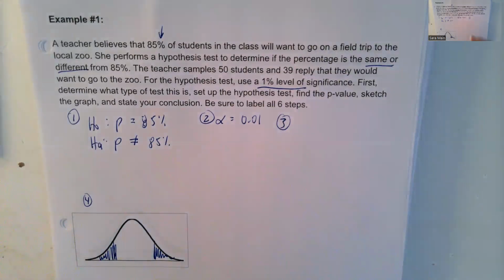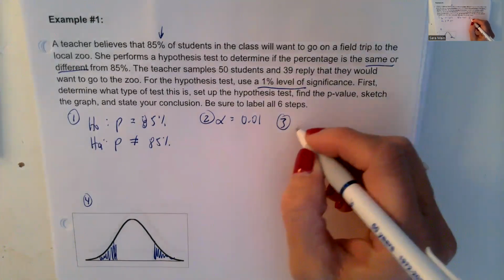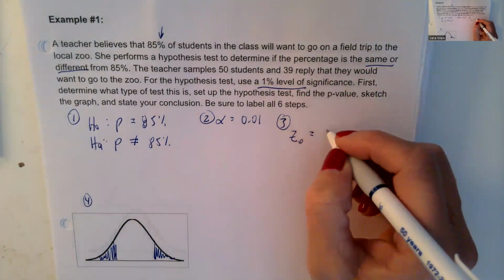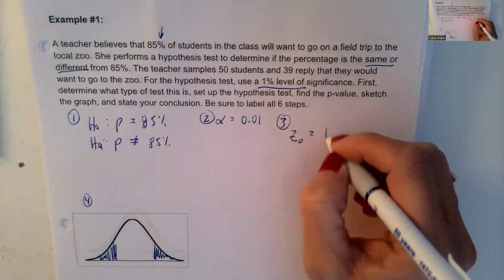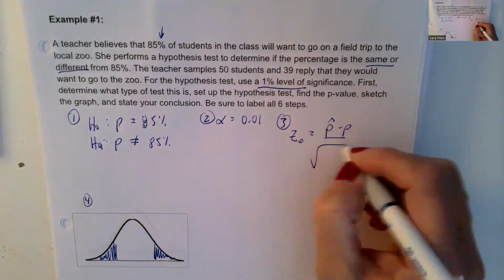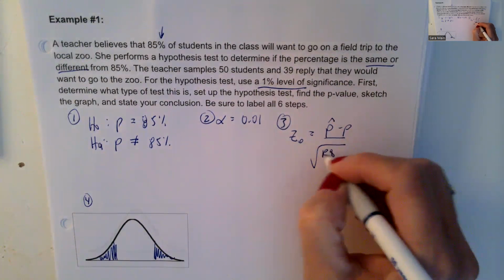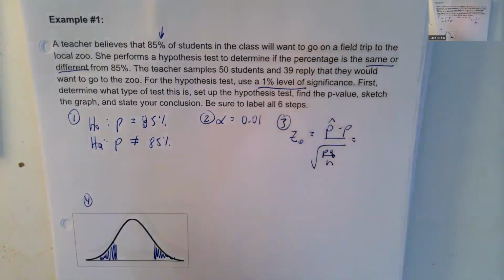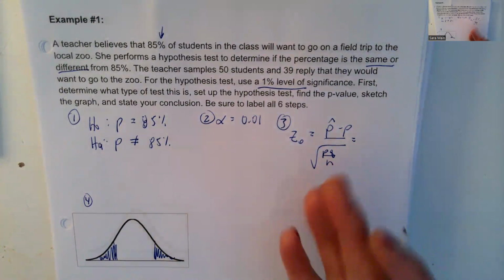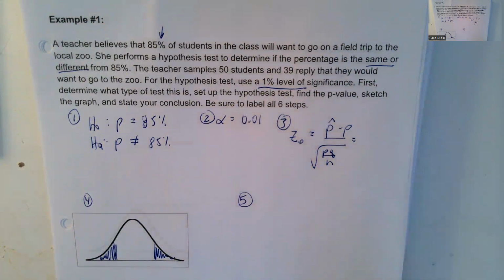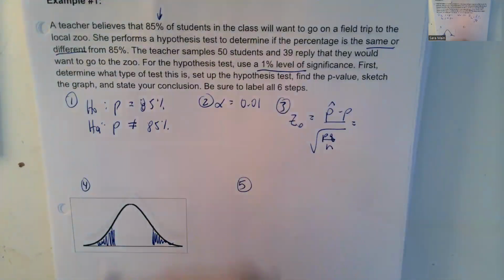And now we're going to find our test statistic, which is a Z0, which is the p hat minus p over the square root of PQ divided by N. And that's going to come out of our program. You can calculate it if you want to, but our program will give us that. So let's just go ahead to our program and put in our information.